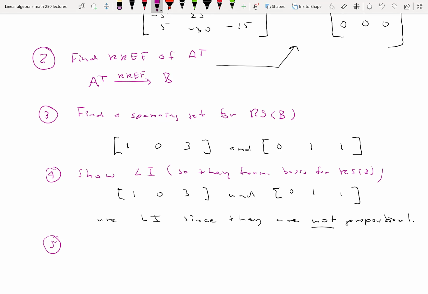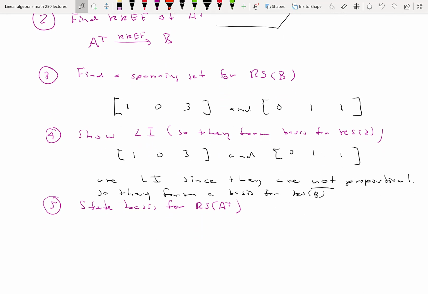Okay, so step 5: state the basis for the row space of A transpose. Well, I should backtrack a little bit. I showed that the vectors are linearly independent, so they form a basis, I should have said that, for the row space of B. So state a basis for the row space of A transpose.